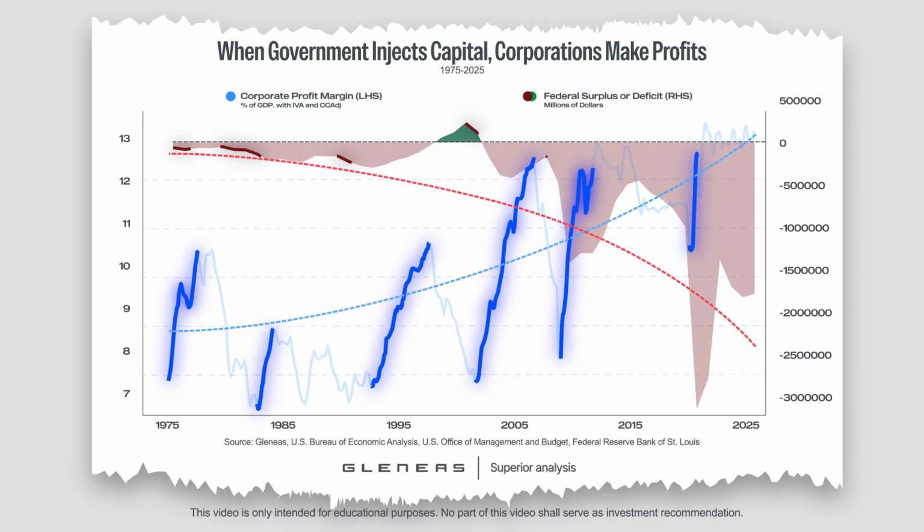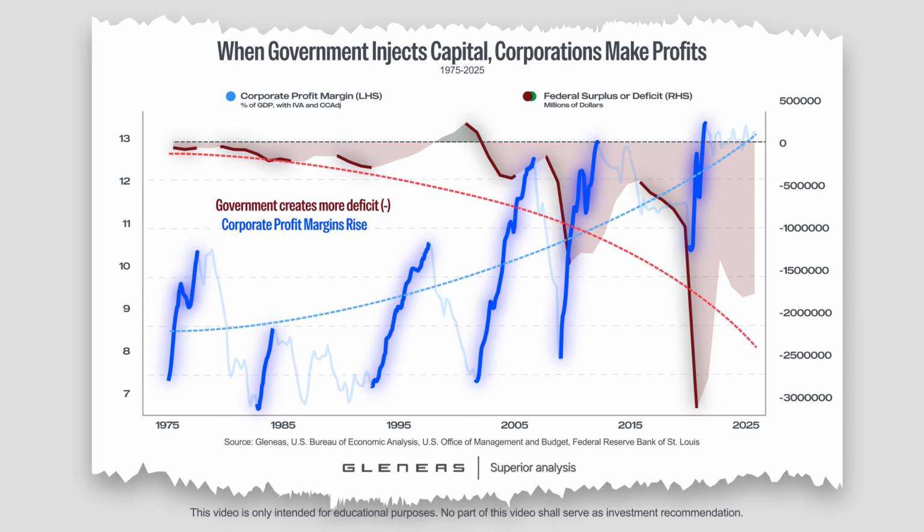When you compare the two curves, you can see that corporate profits as a share of GDP are rising when the government is injecting more money into the economy through deficits. That is fiscal expansion. Monetary expansion is done by the central bank. Fiscal expansion is done by the government. On this chart, the relationship is clear. When government spending rises and the deficit widens, corporate profits as a share of GDP rise as well. These fiscal injections end up supporting corporate revenues and profits.